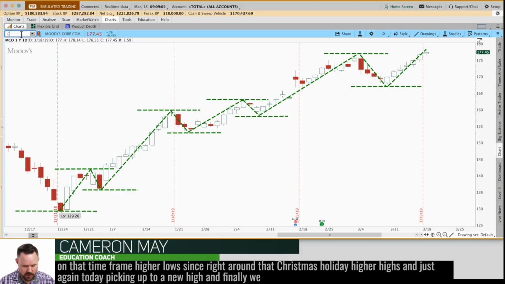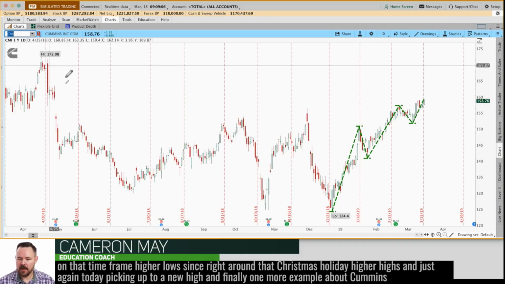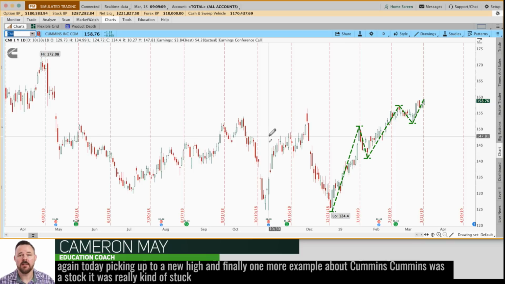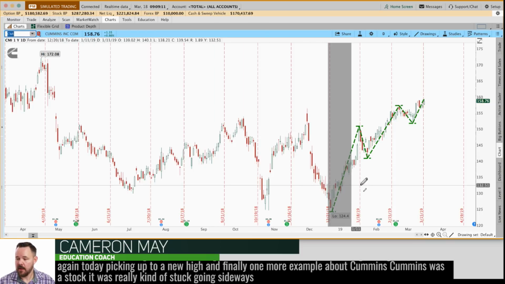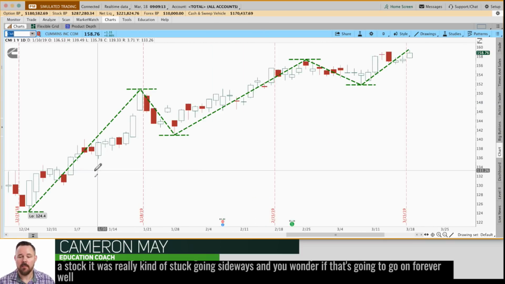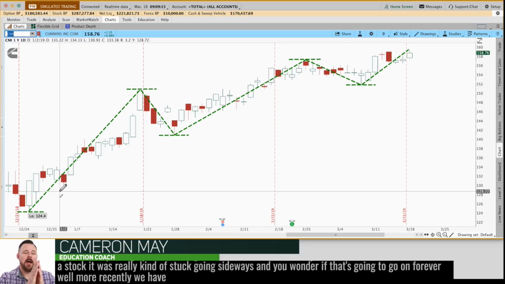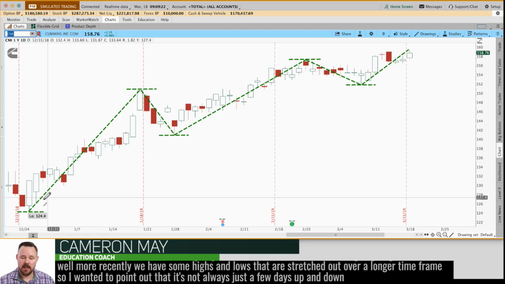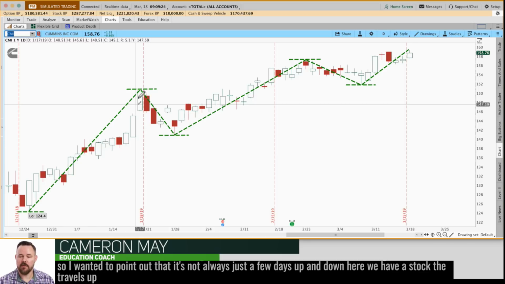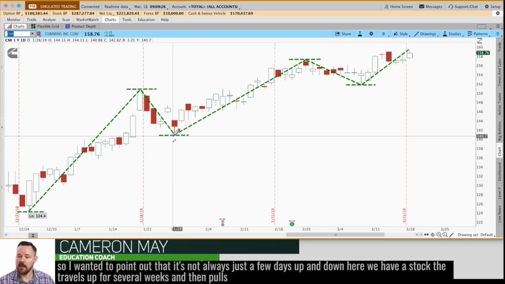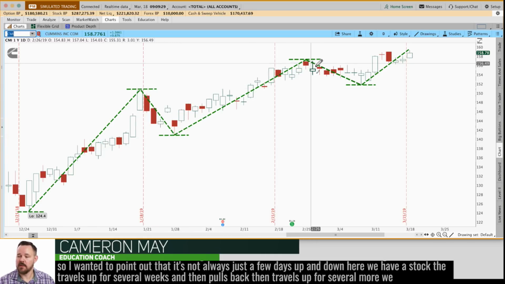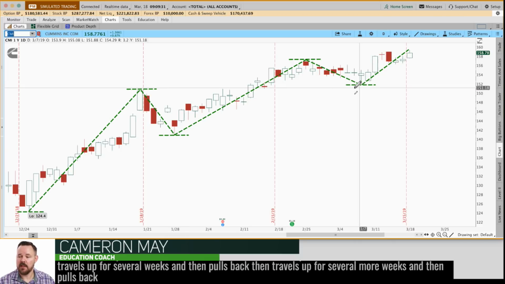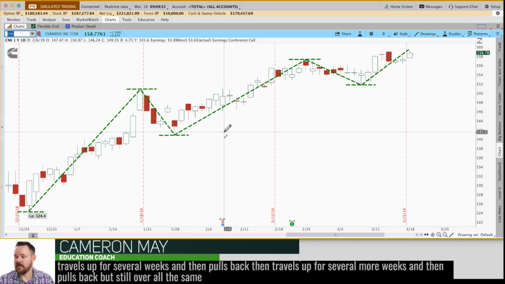And finally, one more example. How about Cummins? Cummins was a stock that was really kind of stuck going sideways. And you wonder if that's going to go on forever. Well, more recently, we have some highs and lows that are stretched out over longer time frames. So I wanted to point out that it's not always just a few days up and down. Here we have a stock that travels up for several weeks and then pulls back. Then it travels up for several more weeks and then pulls back. But still, overall, the same concept. So there is an uptrend.